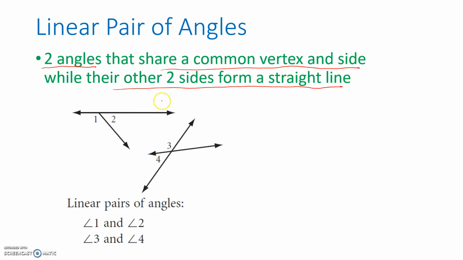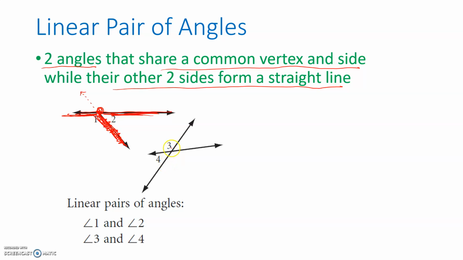So here's a typical example. Here, this is a line, and here is part of a line. Okay, so it keeps on going here. They just don't show that. They just show this ray part of it. Okay, and what do we have? Two angles. They share a common vertex. So this is angle 1, and this is angle 2. They share this common vertex, and they share this common side, and the other two sides form a straight line. So angles 1 and 2 are a linear pair of angles. They have to be connected to each other.